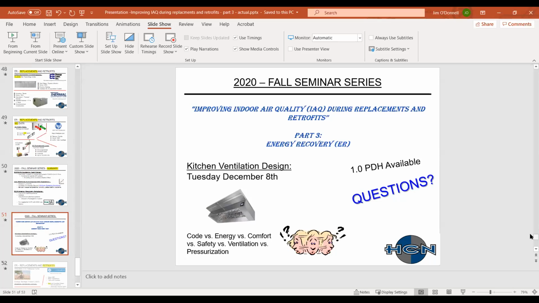So the question is from Robert Maloney. Can you explain how the bypass dampers around the energy recovery wheel for economizer operation are utilized? How does it actually work?